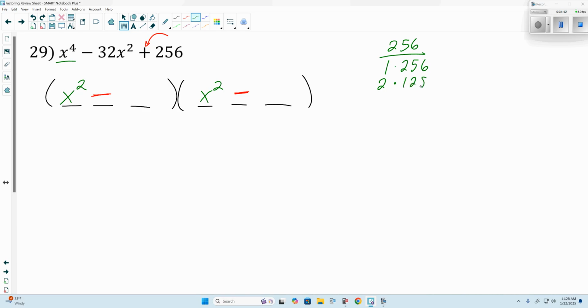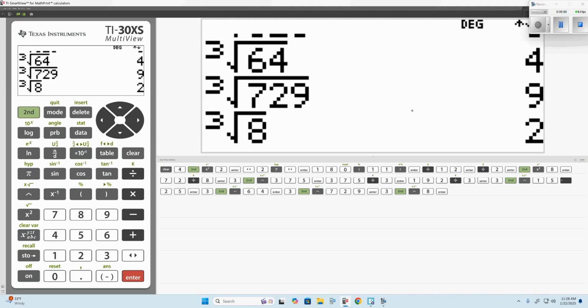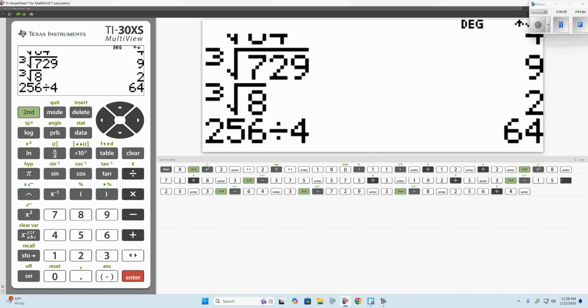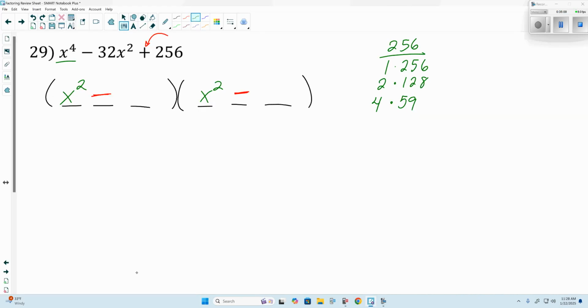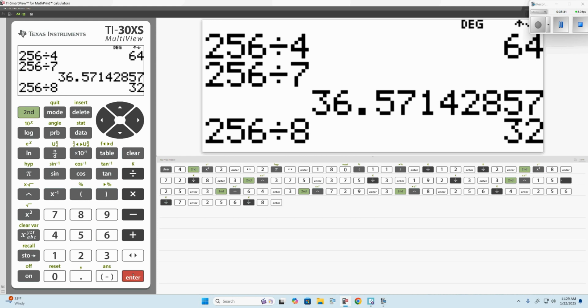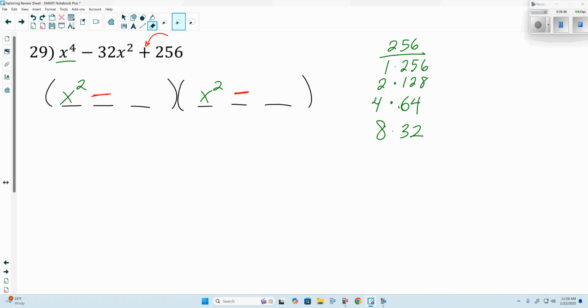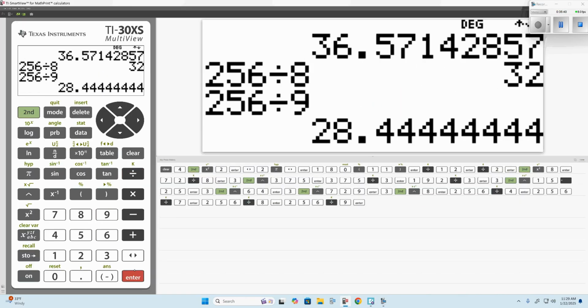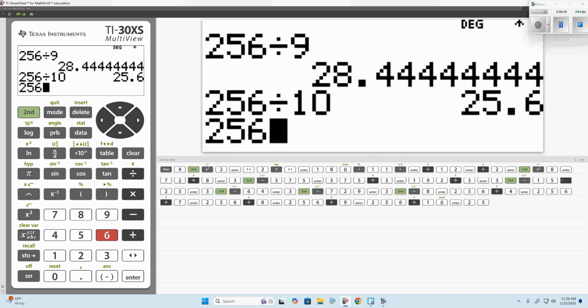2 and 128. 3 is not a factor, but 4 and 64. 5 doesn't work because it doesn't end in 0 or 5. 6 doesn't work because both 2 and 3 didn't. 256 divided by 7 doesn't work. 256 divided by 8 is 32. 256 is not going to divide by 9. 256 does not divide by 10. 256 divided by 11.